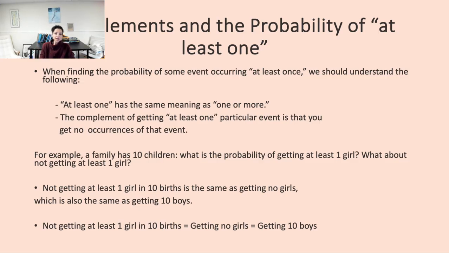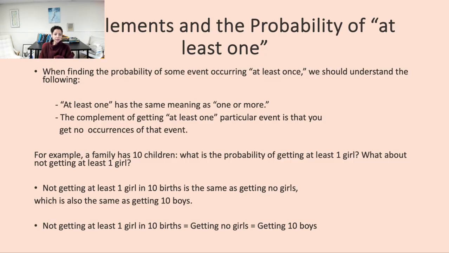So when we're finding the probability of some event that is occurring at least once, we should understand that a couple of things logically follow. At least one is the same as saying one or more, right? And the complement of getting at least one of an event is that you get none of that event. So we can use the complementary probability law in order to get our answer in these cases.